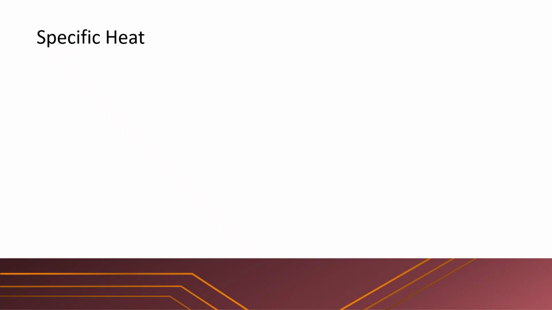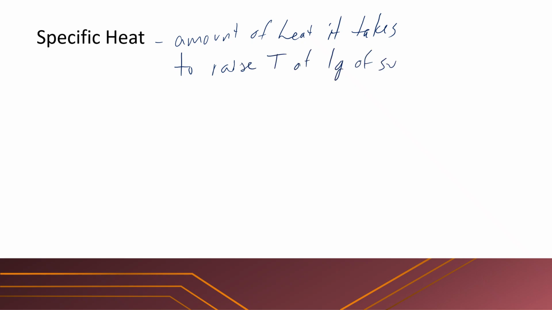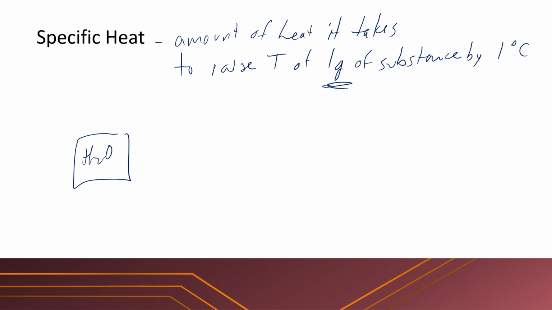Now let's talk about specific heat. Specific heat is the amount of heat it takes to raise the temperature of 1 gram of the substance by 1 degree Celsius. And so this helps us to standardize and compare how much different objects change their temperature. So if I have 1 gram of a substance, then I'm standardizing it. So if I have 1 gram of water, it's going to be very different than 1 gram of aluminum, okay?